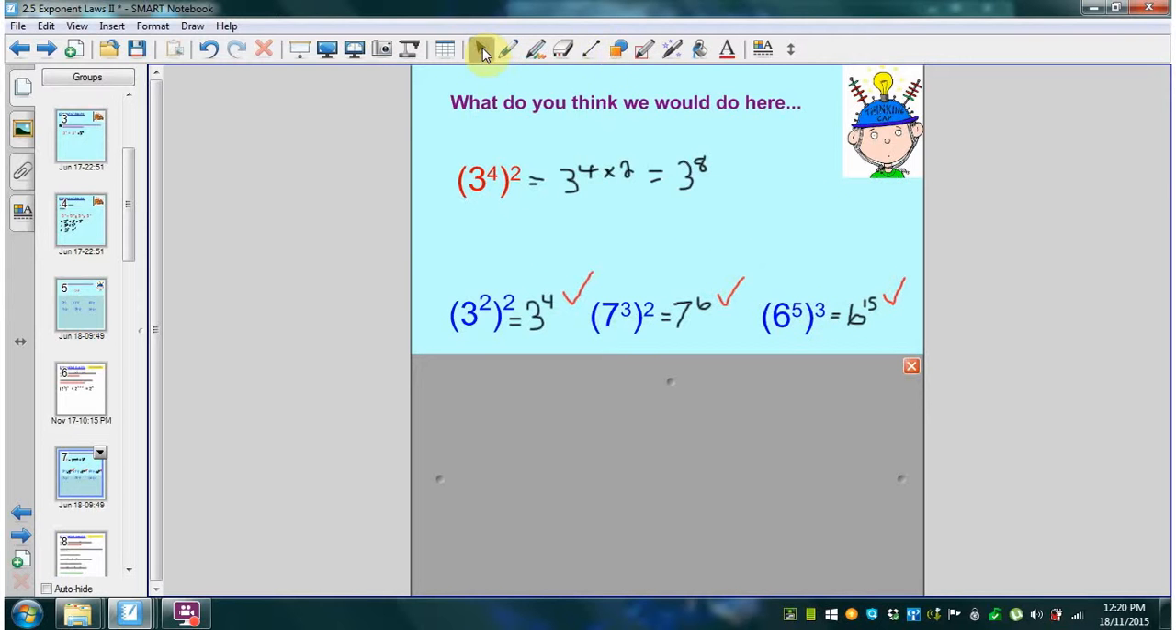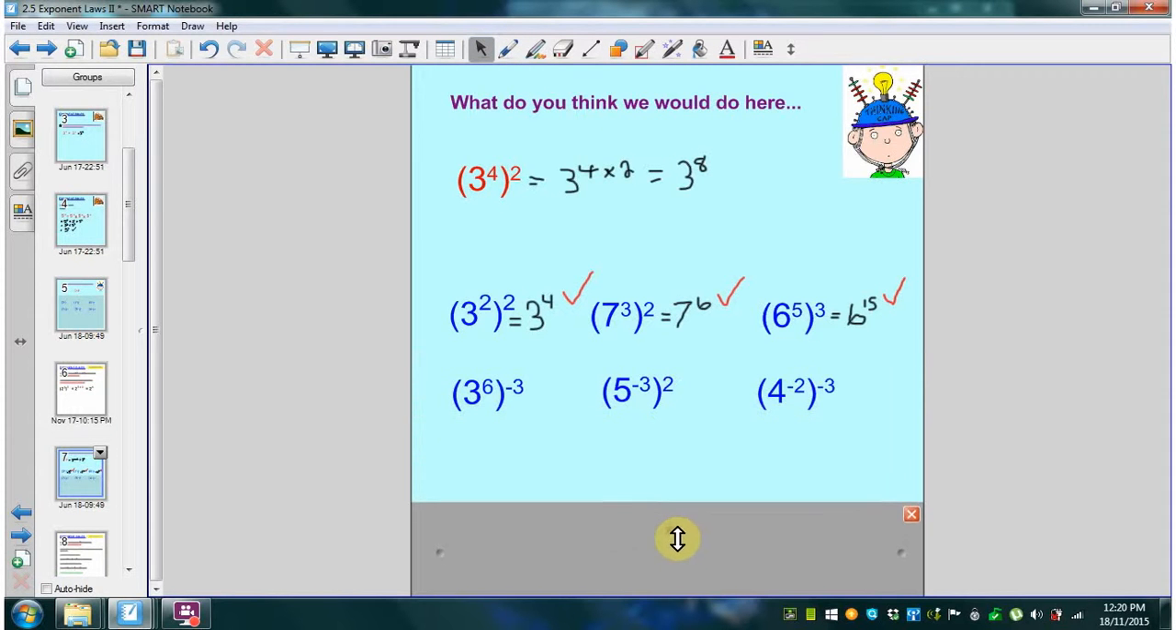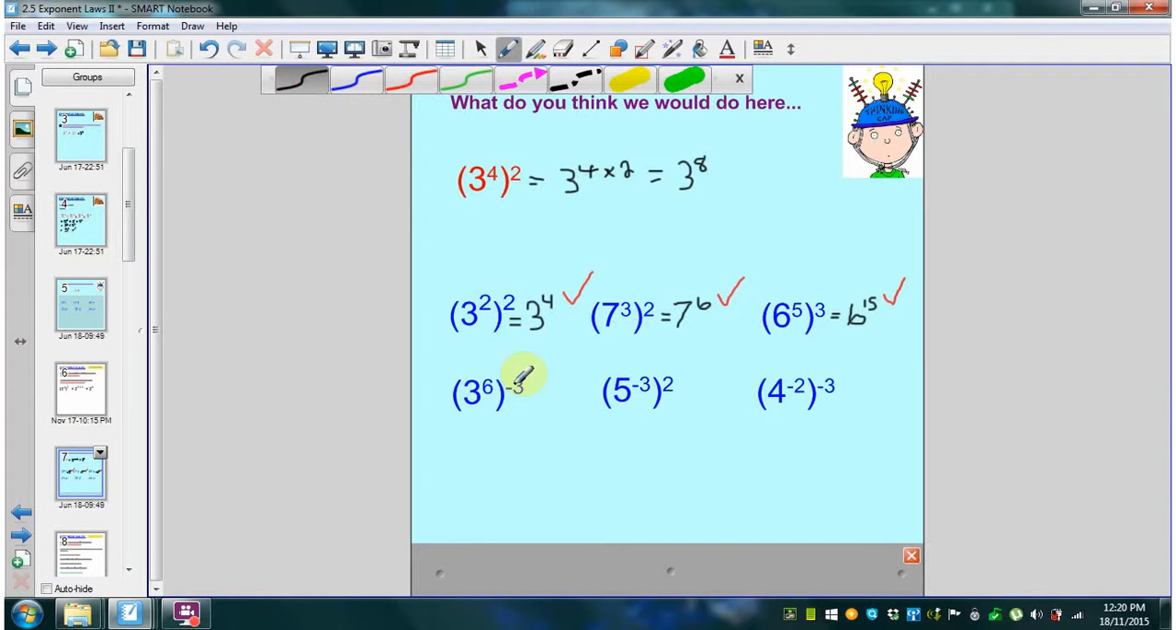Okay, if you're good to go, I want you to try these three. Okay, pause the video, give these a try, watch those pesky little negative signs, and when you come back, we'll check over the answers. Okay, so by now you should have tried these bottom three. Same concept. Keep your base, so 3 to the 3, and you just multiply your exponents. So 6 times a negative 3, okay, positive times a negative will give us a negative answer. And 6 times 3 is 18.